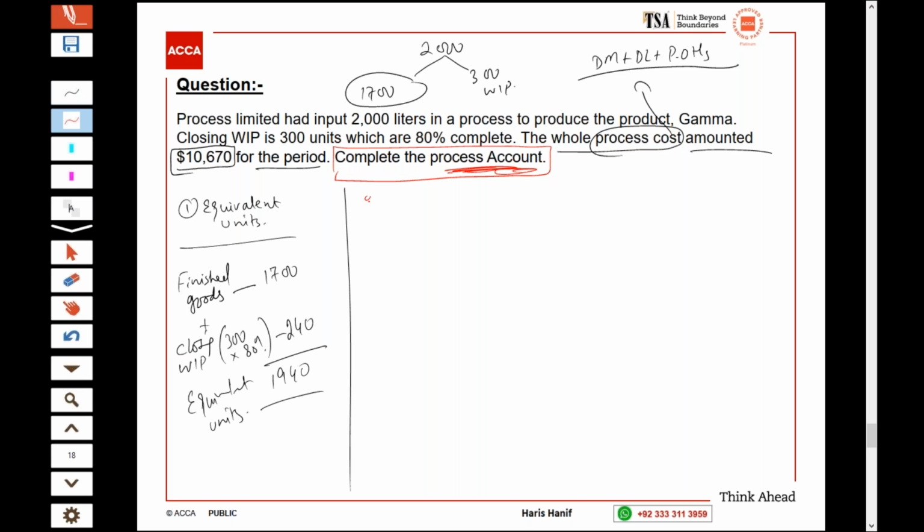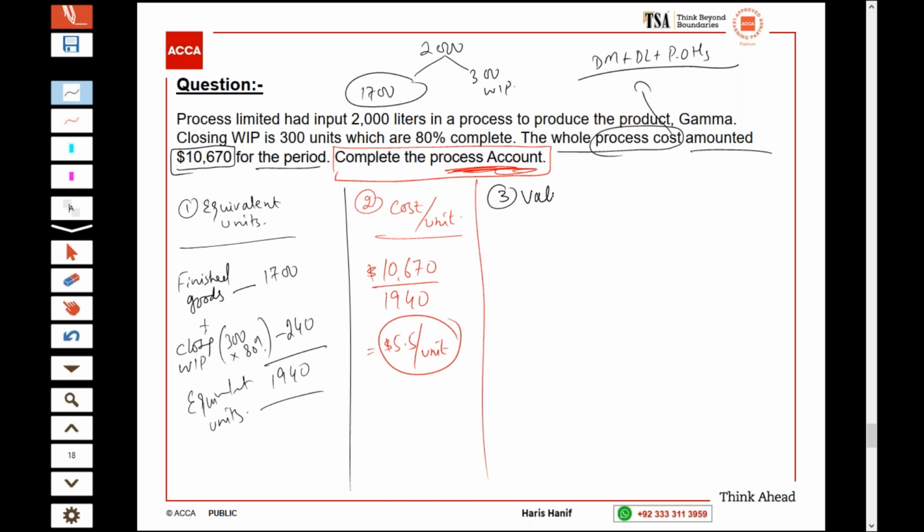Okay, now next, number two. We need to calculate the cost per unit. 10670 upon 1940, that is $5.5 per unit. That is cost per unit.